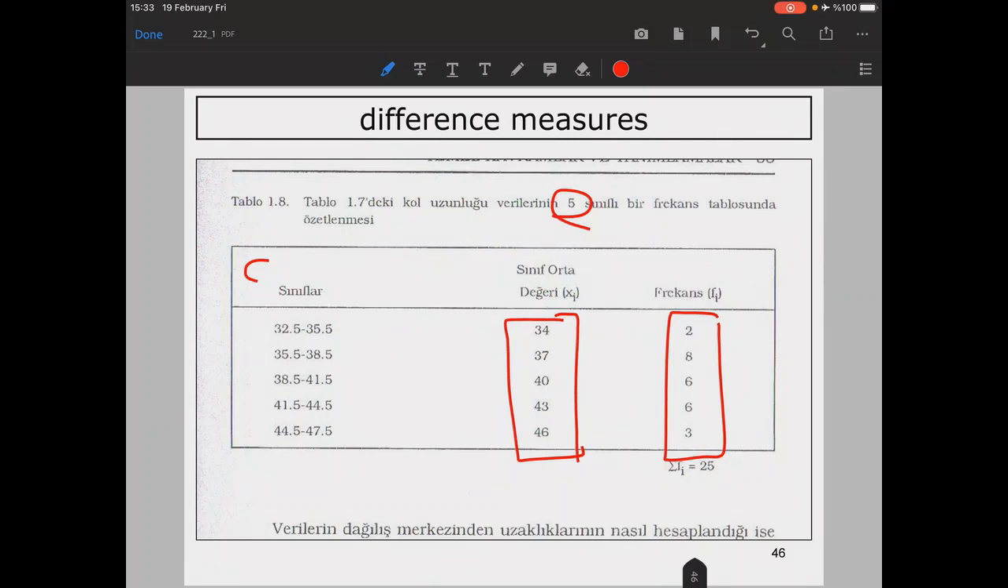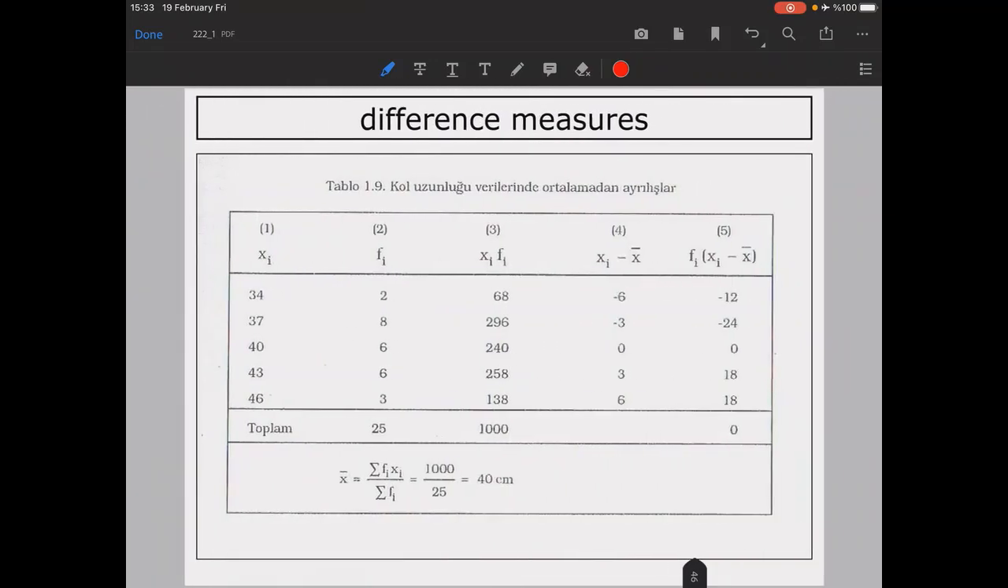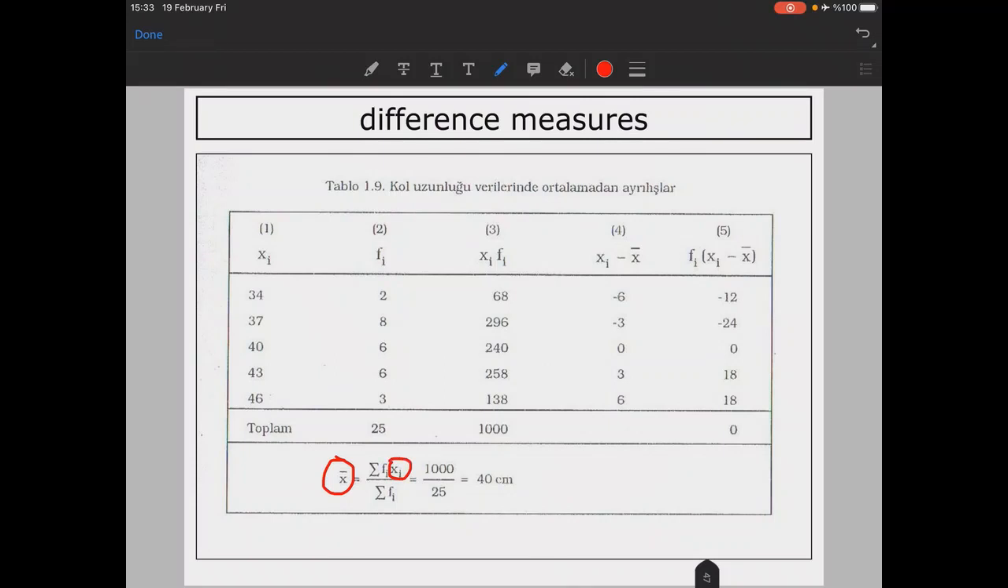And this shows us how they differ from the mean value, and what would be your arithmetic mean here. You see, this is the middle value of each category, and these are the frequencies multiplied together and added together here. You multiply them and add them together, like this, and you divide them by the total frequency, total samples of course, which is 25, and you will get your arithmetic mean as 40 centimeters.